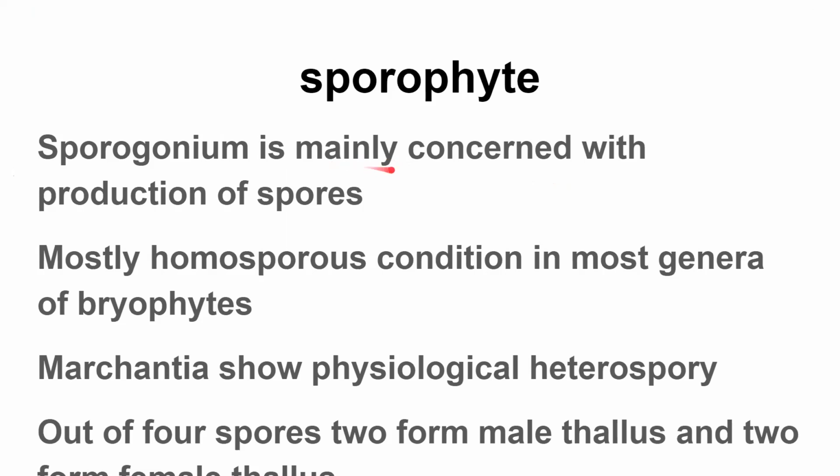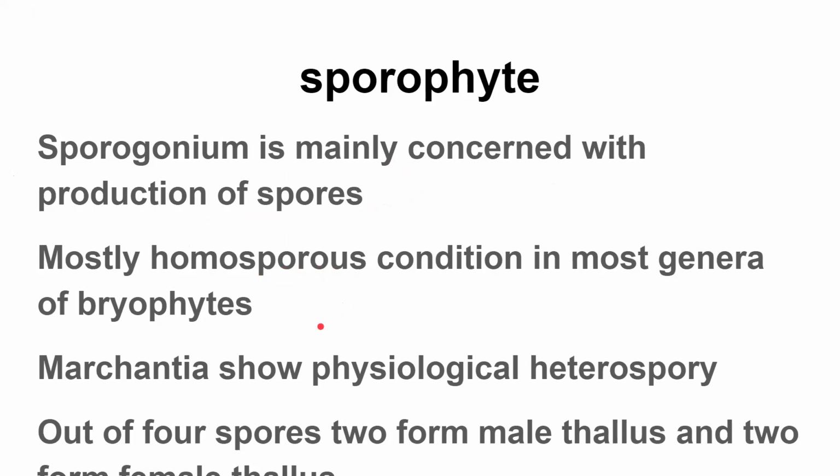Sporogonium is mainly concerned with the production of spores. Like we have seen, it has sporogenous tissue, which will differentiate to form spore mother cells, which will undergo meiosis to form haploid spores. Anything which is produced after meiosis is haploid. Now, all the spores have the same shape, size, and structure. So such a condition is called the homosporous condition.